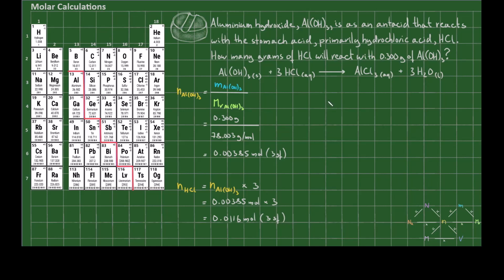And now that I have the number of moles of hydrochloric acid, I can calculate the mass of hydrochloric acid. And that would be the product of 0.0116 moles and the molar mass of hydrochloric acid, which is 36.461 grams per mole. My calculator tells me that is 0.43 grams when rounded to 3 significant figures.